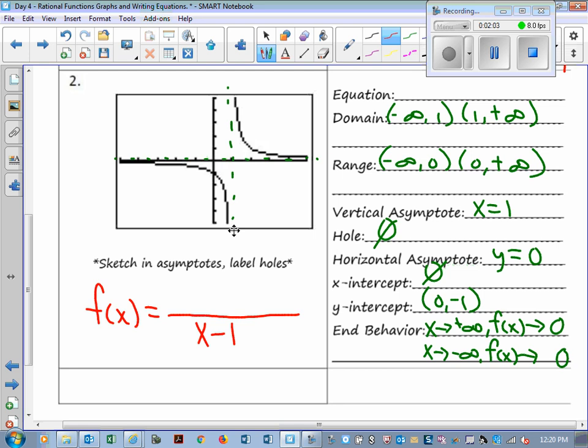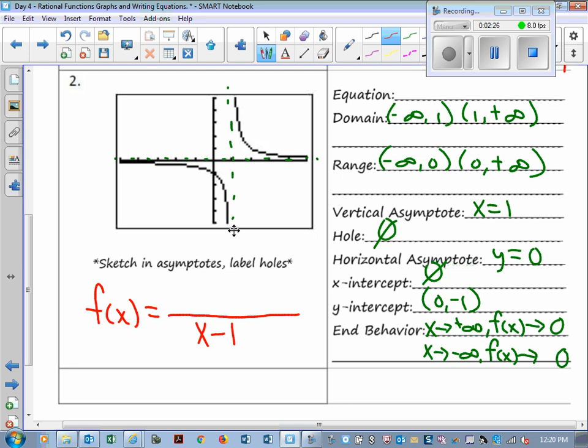Horizontal asymptote is y equals 0. What does that tell you about your degrees? Degree on the bottom is bigger than the one on the top. Degree on the bottom's got to be bigger than the degree on the top. There's no x intercept. There's no x on the top. Okay, what do you want to put on top?